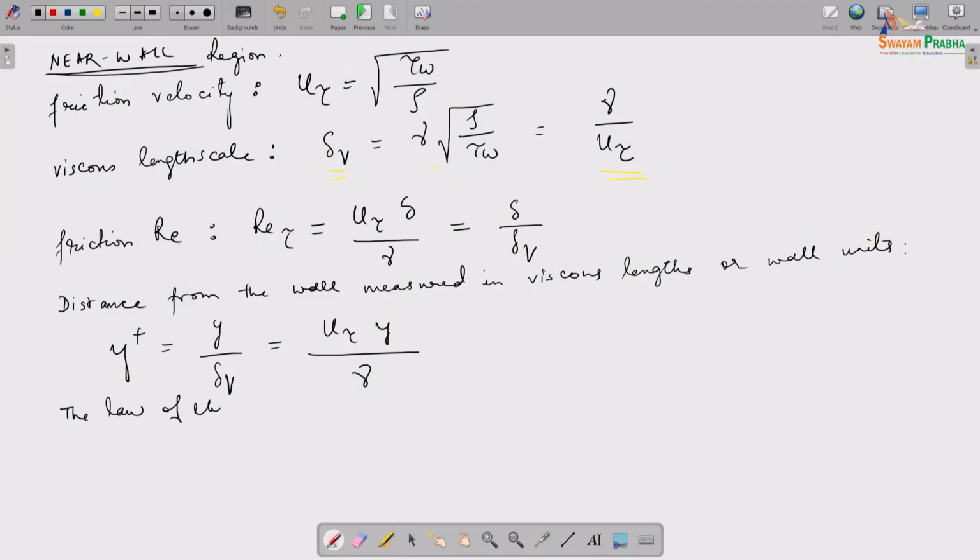So, now we come to something which is called the law of the wall. So, essentially in the near wall region, what we have done here is come up with several of these length scales, which are applicable in the viscous portion of the boundary layer, which we are defining as delta V.